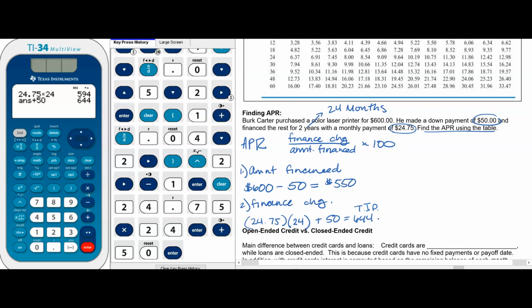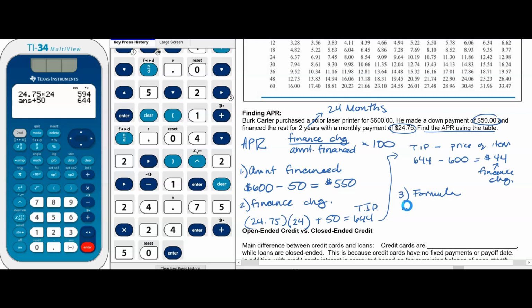To find the finance charge, we take the total installment price and subtract the price of the item to figure out how much extra he pays just for the exchange of borrowing this money. He pays $644 for a $600 printer, so he ends up paying $44 extra. That's the finance charge. The third step is we go back to that formula and plug everything in.